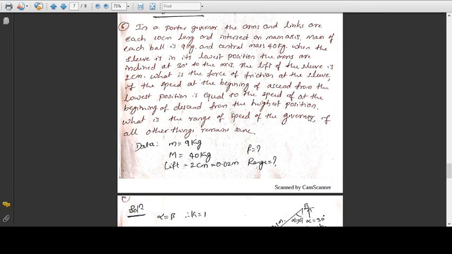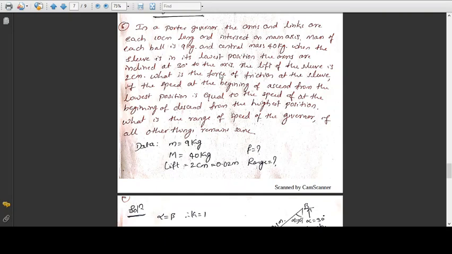Now moving further, we'll try to solve one more problem. So the problem statement is, in a Porter governor, the arms and links are each 10 cm long and intersect on the main axis. The mass of each ball is 9 kg and central mass is 40 kg. When the sleeve is in its lowest position, the arms are inclined at 30 degree to the axis. The lift of sleeve is 2 cm.